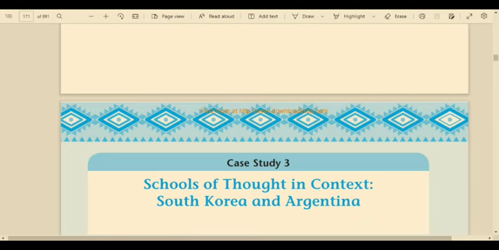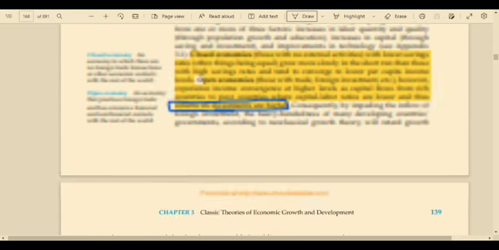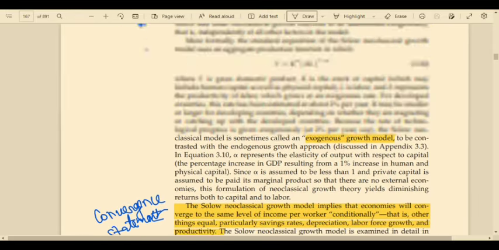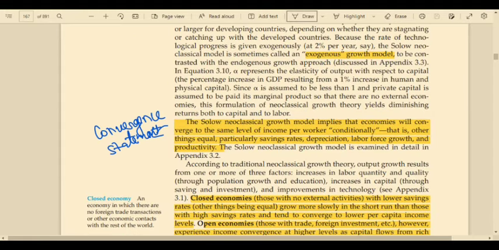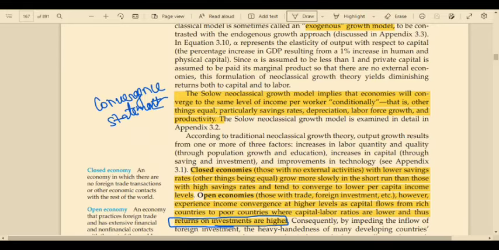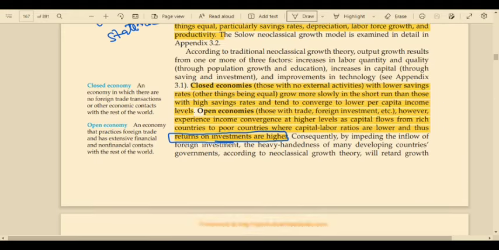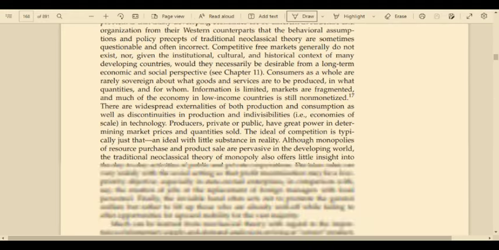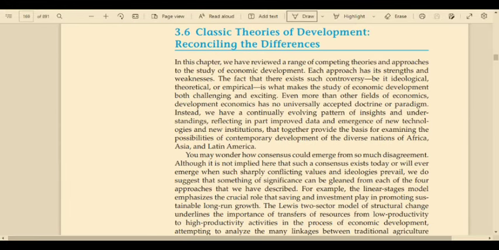So we had the idea of convergence here in this paragraph. The economies will converge to the same level of per capita income if they have the same parameters, such as saving rate, depreciation rate, N, and productivity parameter. So from conclusions and implications also you can frame the answer.